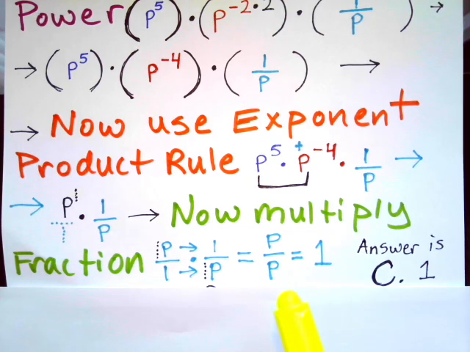Okay. So anything over itself, p over p, is equal to 1. Right? 100 over 100, 1. X over X, 1. A million over a million, 1. So our answer here is C, 1. So hopefully that's making some sense for you.